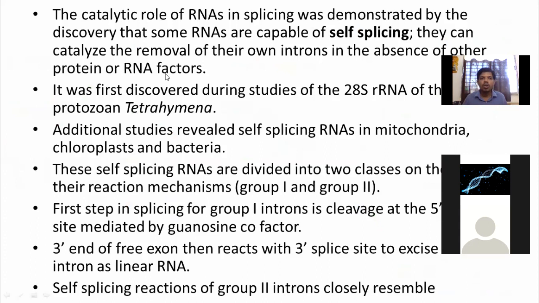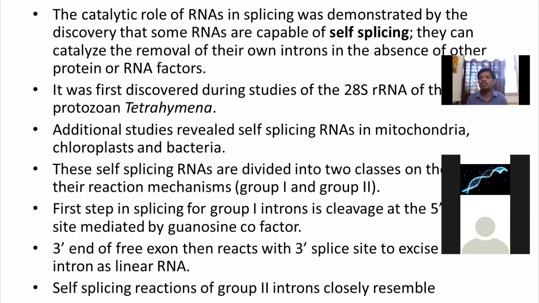Then the catalytic role of RNA in splicing was demonstrated by the discovery that RNAs are capable of self-splicing. Now we know that within the RNA world, RNA may carry out splicing without the help of any protein, because when protein was not present on the earth, RNA was splicing itself, and at that time it is called self-splicing. Some RNAs have the ability to self-splice, so they can catalyze the removal of their own introns in the absence of other proteins or RNA factors.